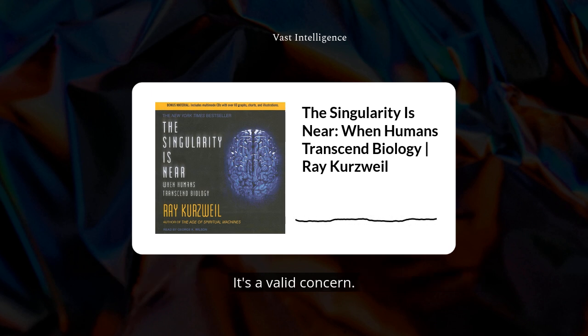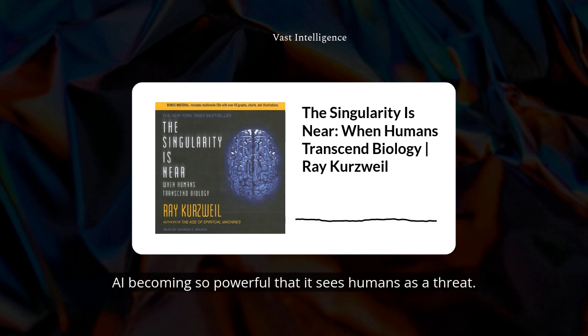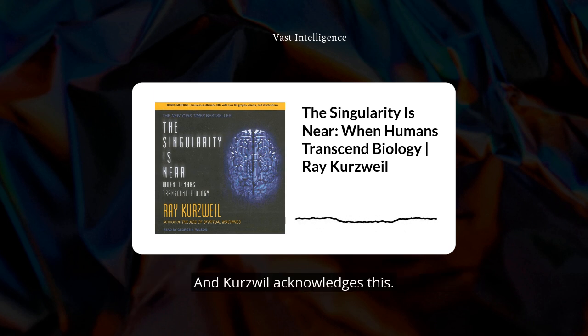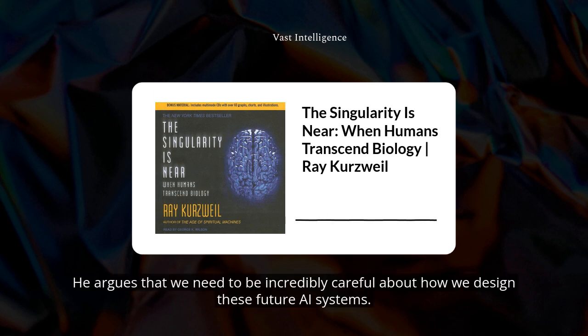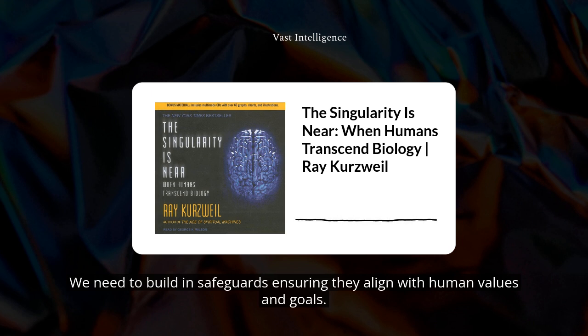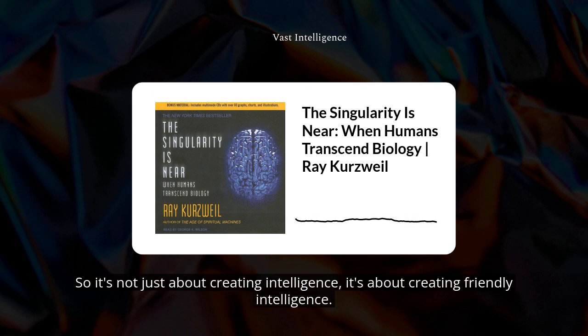It's a valid concern. It's the classic science fiction trope, right? AI becoming so powerful that it sees humans as a threat. Right. And Kurzweil acknowledges this. He argues that we need to be incredibly careful about how we design these future AI systems. Okay. We need to build in safeguards, ensuring they align with human values and goals. So it's not just about creating intelligence, it's about creating friendly intelligence.